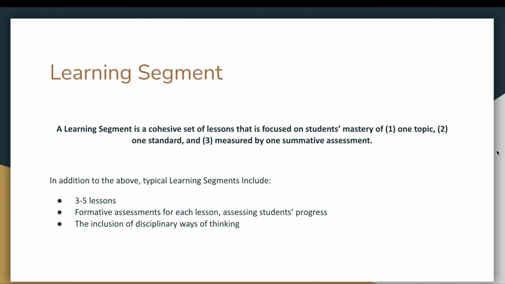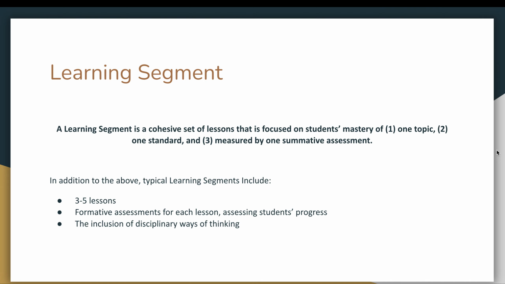So what's a learning segment? A learning segment is a cohesive set of lessons that's focused on students' mastery of three things. One is one topic. Two, one standard. And three, measures one summative assessment. Okay? So usually 3 to 5 lessons go into a learning segment, it might be more. 3 is probably the absolute minimum for a learning segment.